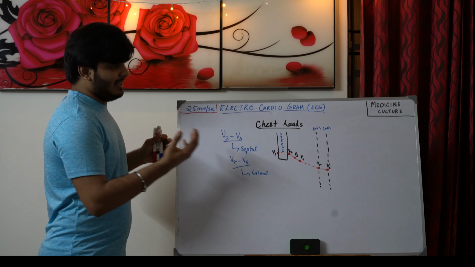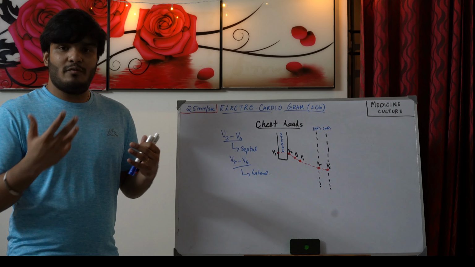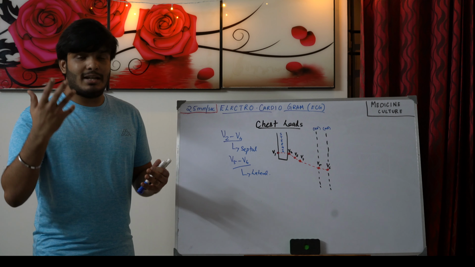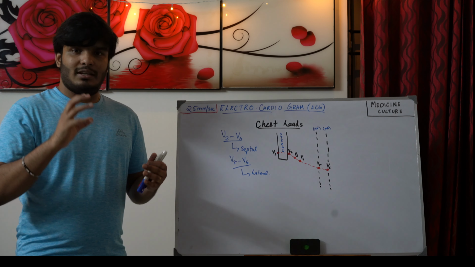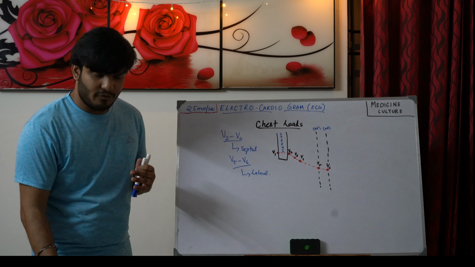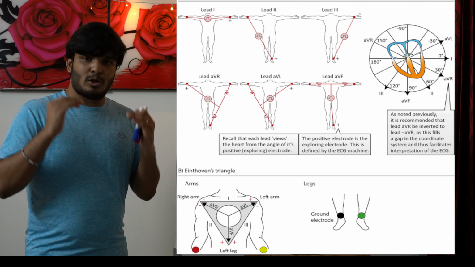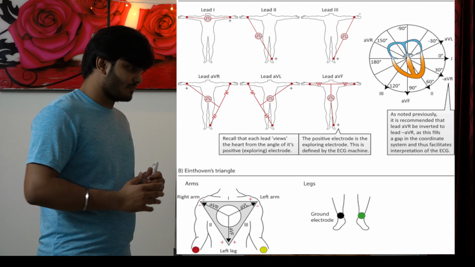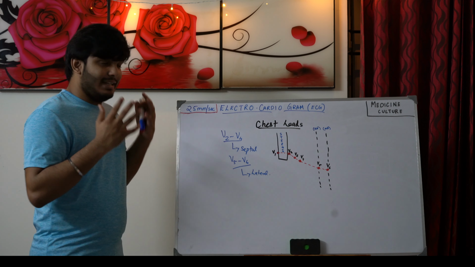Okay, so what is inferior? How can we get a direct inferior view of the heart? I have already said AVF. We are looking at the heart from below, so you can cover the inferior portion of the heart. So AVF is the inferior one. And there is also another thing. Even bipolar leads are included: lead 2, lead 3, and AVF will cover the inferior portion of the heart. So that's all about the 12 leads.